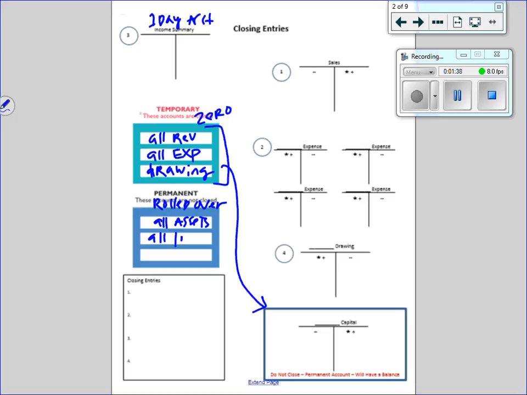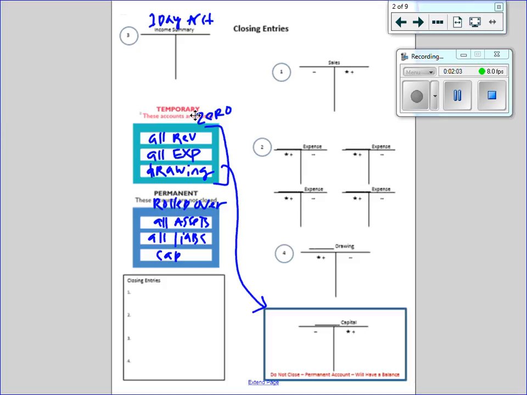All liabilities, these folks are not going to say, oh, it's 2018, you don't know us anymore. That doesn't happen. Okay, and then as far as owner's equity, just the capital account rolls over. So maybe even if you were lost yesterday or gone yesterday, you're like, well, that makes sense. That's easy. Okay, as far as closing entries go, there are 4.